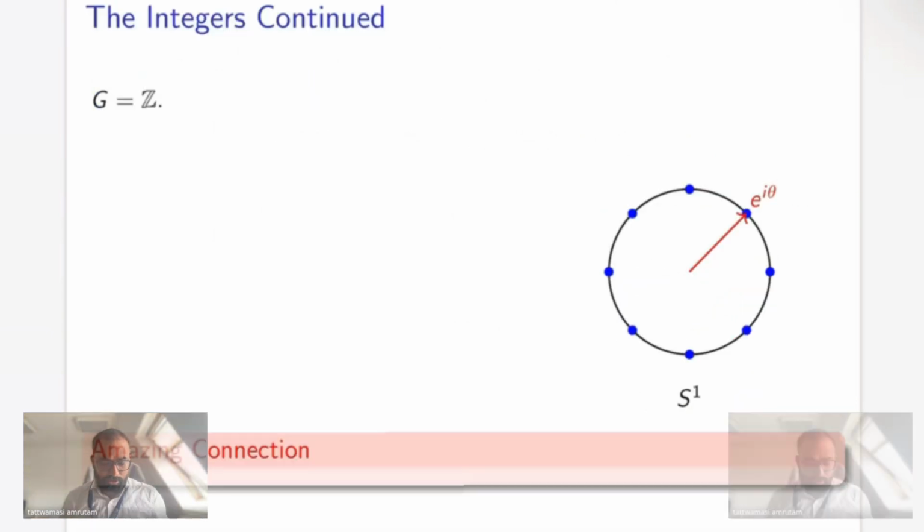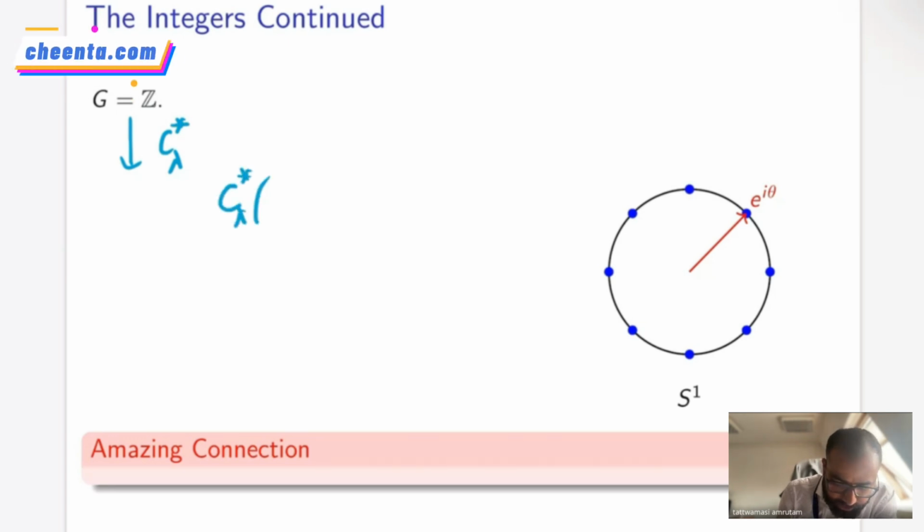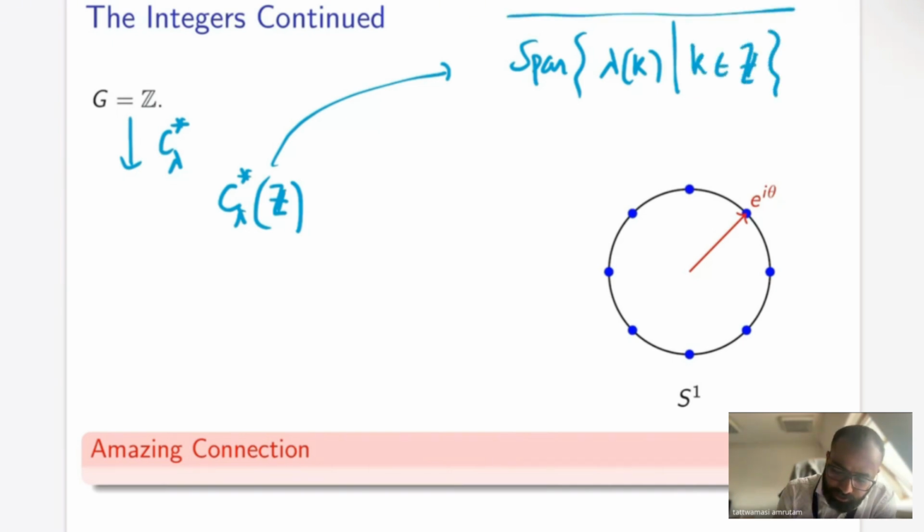So what do we do? We take G equal to Z, and then we apply the C lambda star functor, and what we get is C lambda star of G, right? So how is this defined formally? This is the span of these lambda k's as k varies over the integers, and I close it in the norm. Right. So this is the C lambda star functor, or the machinery that we just described.